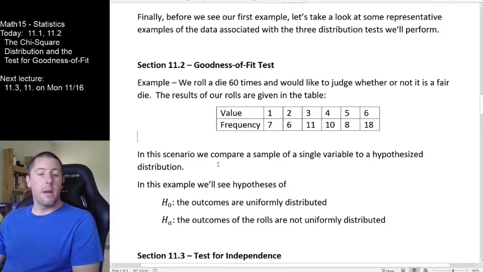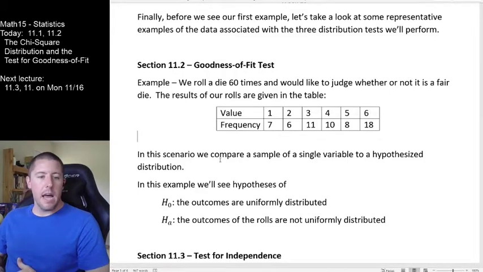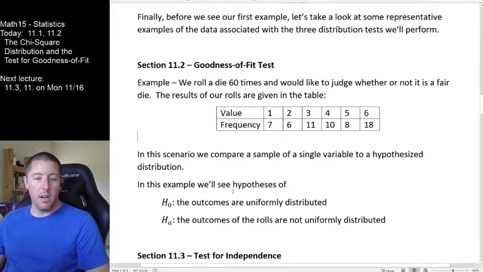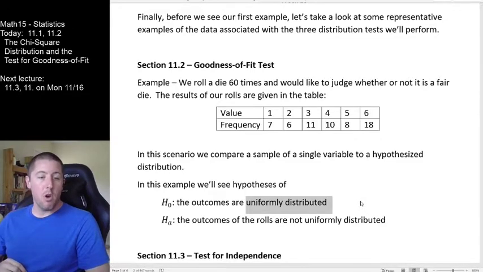In this scenario, we're comparing a sample of a single variable to a hypothesized distribution. Notice that we kind of know what we expect to get. If we are going to roll a die 60 times and we are expecting that the outcomes are uniformly distributed, then, if there are 6 outcomes and 60 rolls of a die, I expect to see each outcome 10 times. That would be my expected frequency for each outcome.